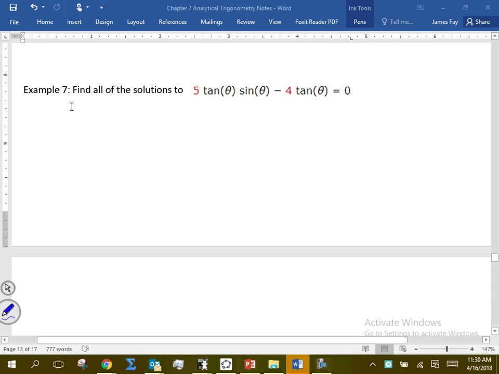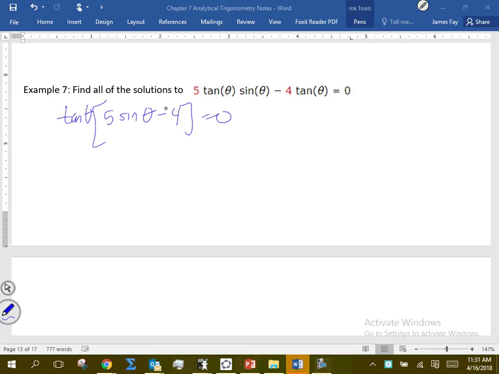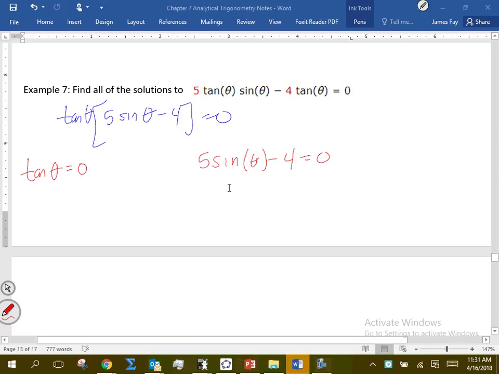Tangent. Okay, so take the tangent out, and that's going to be 5 sine of theta minus 4 equals 0, right? So tangent theta times 5 sine theta minus 4 equals 0. So it's a product of two numbers, and you get 0. So tangent of theta is going to equal 0, and the 5 sine of theta minus 4 is going to equal 0. This eventually gives me sine of theta equals 4/5, correct?